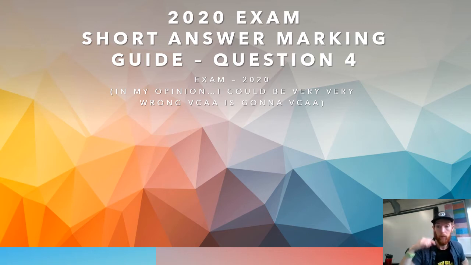All right, hello everyone, and welcome to the very last part of my answer guide or marking guide, or really just what I think the answer should be for the 2020 VCA economics exam. We're going to be looking at question 4 today, which is the very last part, where we start getting into some of the area study 1 stuff with the smallest supply demand question I've ever seen.